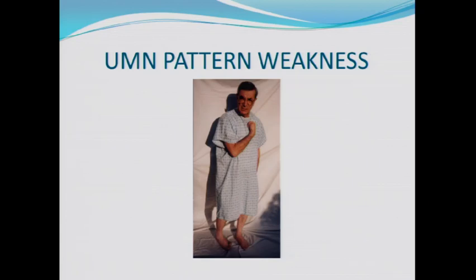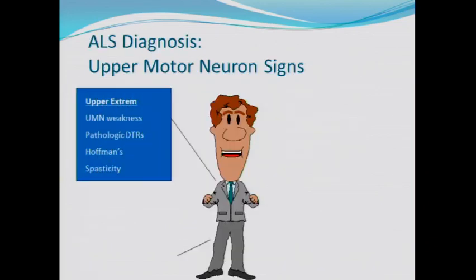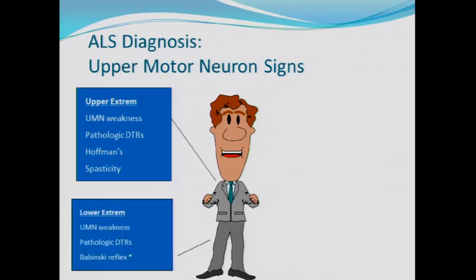And sometimes even in ALS we can get this pattern. It's often not picked up, but patients with ALS can present with hemiplegia. So upper motor neuron signs are things like this pattern of weakness in the upper extremity and a Hoffman's, spasticity, and abnormal deep tendon reflexes. And then in the lower extremity, there are things like upper motor neuron weakness and, again, abnormal reflexes and the Babinski reflex.